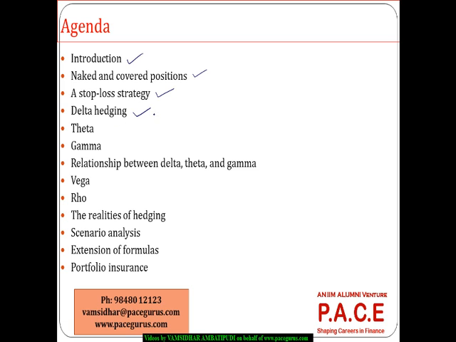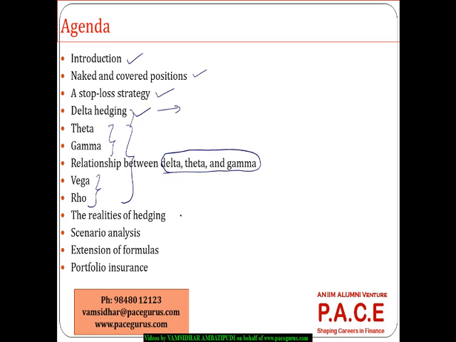What do I mean by delta hedging? How can I do a proper delta hedging of my portfolio? What are the loopholes after doing the delta hedging? Then a few more Greeks like theta, gamma, we'll try to understand. Now what connects delta, theta, gamma? Then a few more Greeks like vega and rho. So these are the 5 major Greeks we are going to look at here.